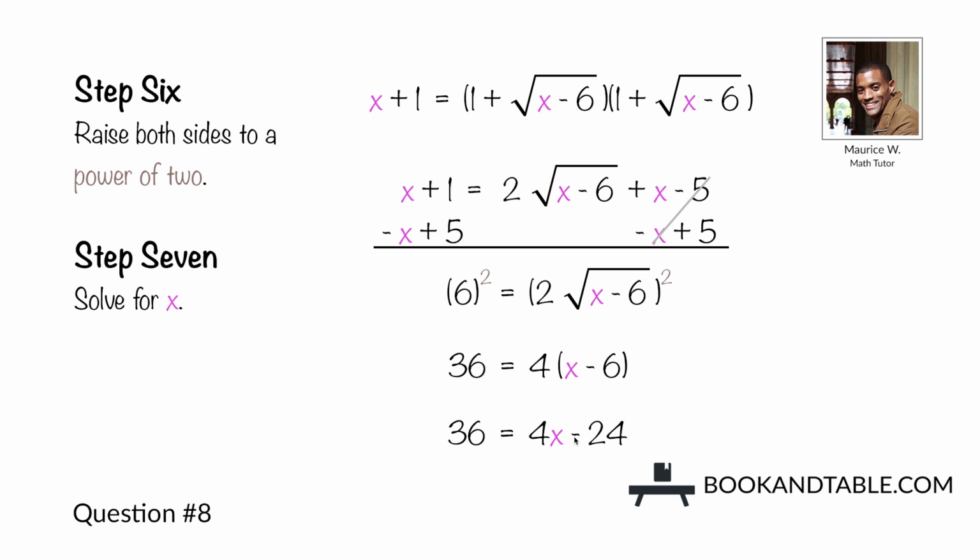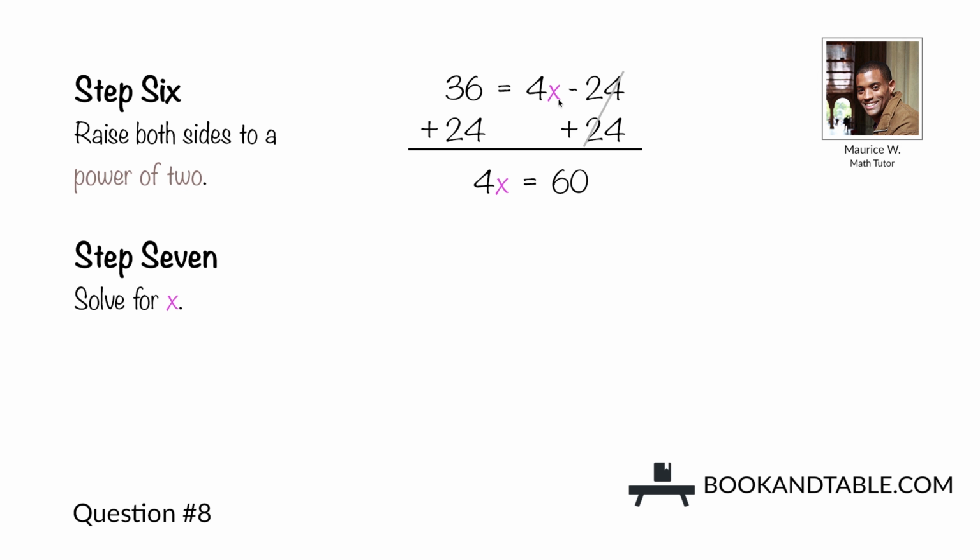And now that you've eliminated both radical signs from your equation, step 7, you can solve for x algebraically. Add 24 to both sides to get rid of this constant, leaving you with 4x is equal to 36 plus 24 is equal to 60. Then you can divide both sides by 4 to get rid of the coefficient of 4, leaving you with x is equal to 60 over 4, which is x is equal to 15.